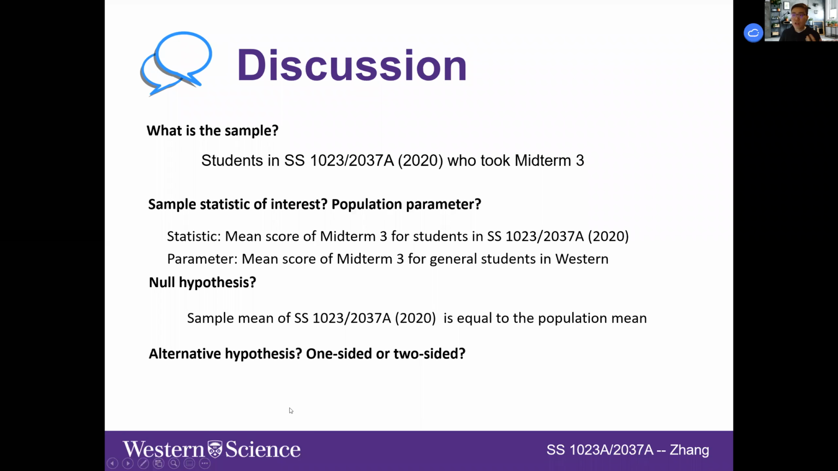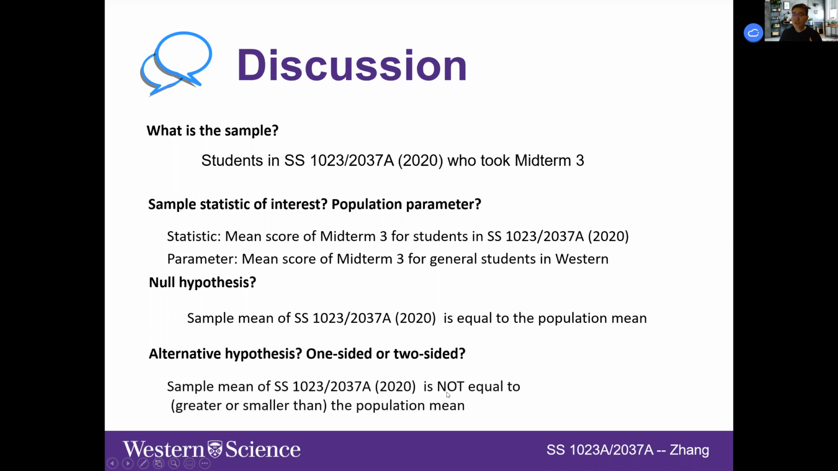And the alternative will be just the complementary part of our null hypothesis. In the null, we talk about equal to, so the alternative is not equal to. That's very simple, right?